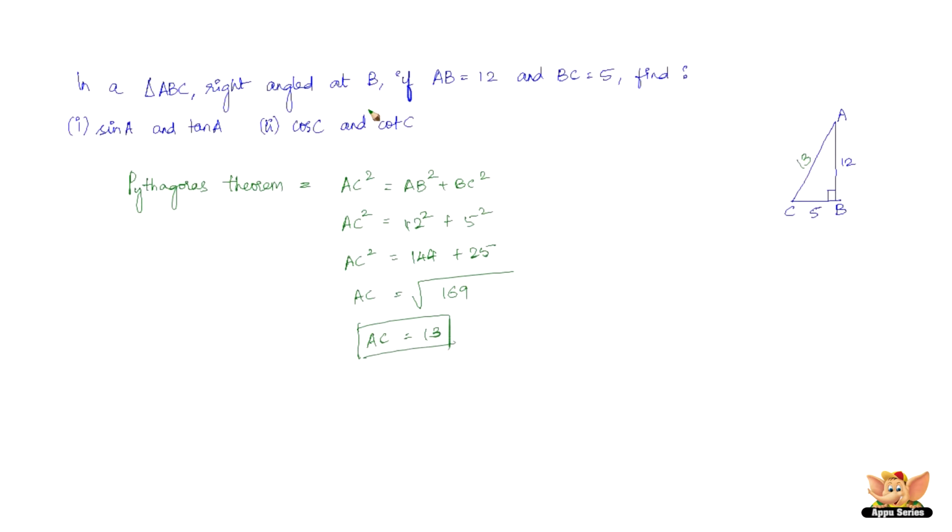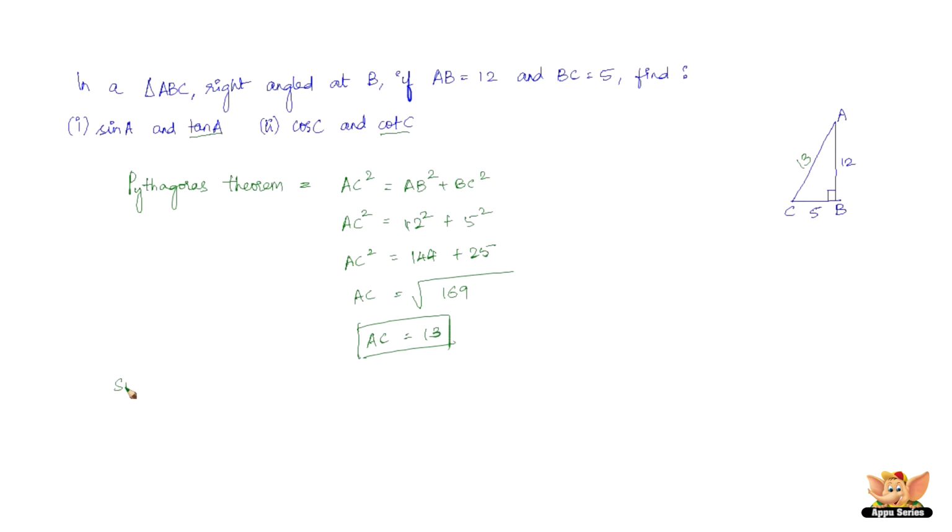So the first step in this problem is to find the length of the side whose length was not given, because only with that can you find the value of sine or cosine. But remember, tangent and cotangent do not need the value of the hypotenuse, because tangent of A is opposite by adjacent, and cotangent of C is adjacent by opposite. So we need this value only for sine and cos. Now let's find sine A, tan A, cos C and cotangent of C.